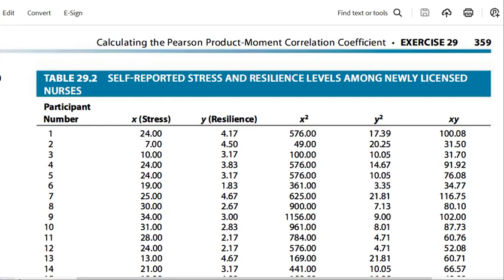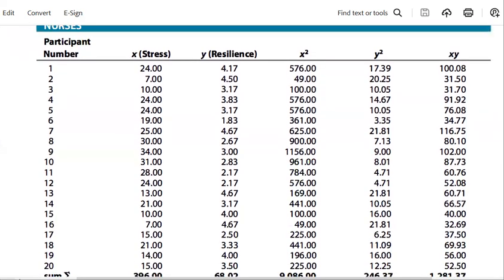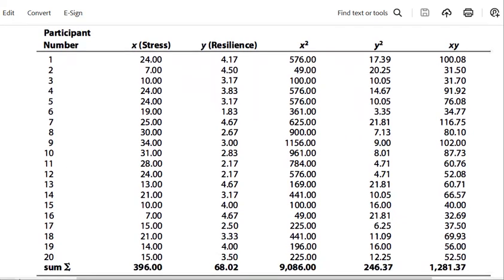Among many variables, they were assessed for levels of perceived stress, where higher numbers are indicative of higher levels of stress, and levels of resilience, where higher numbers are indicative of higher levels of resilience. And as you can see in table 29.2, we have the data laid out in columns. So we have 20 participants. This is a subset of a much larger data set, but I selected 20 for this example so that it could be easily computed by hand.